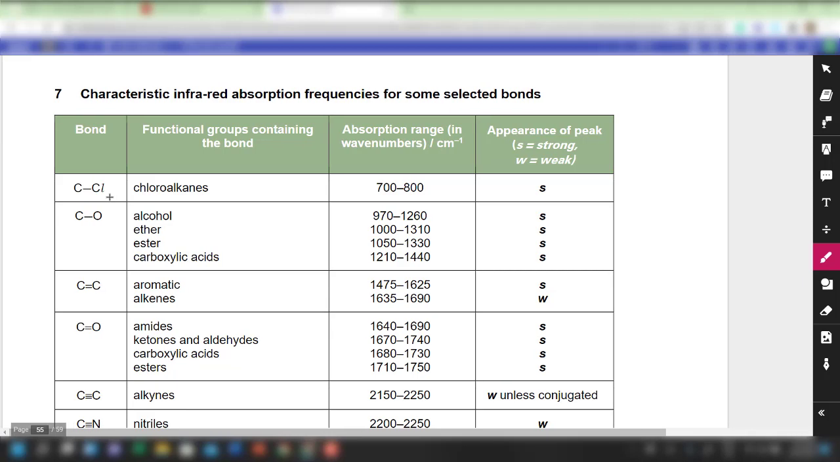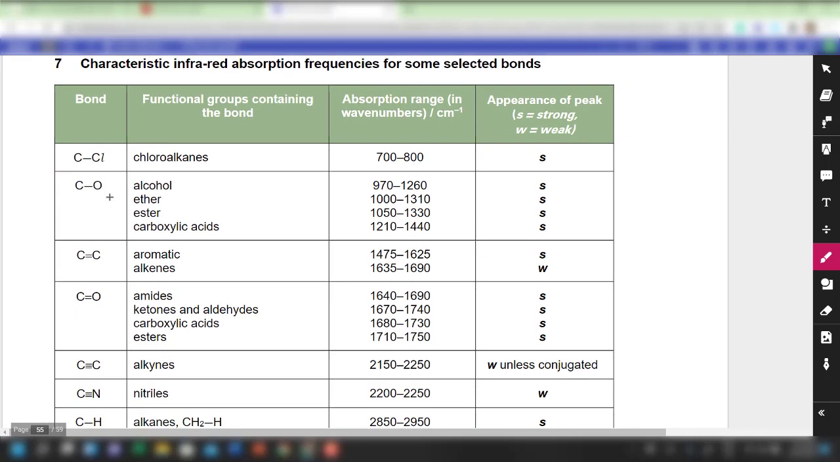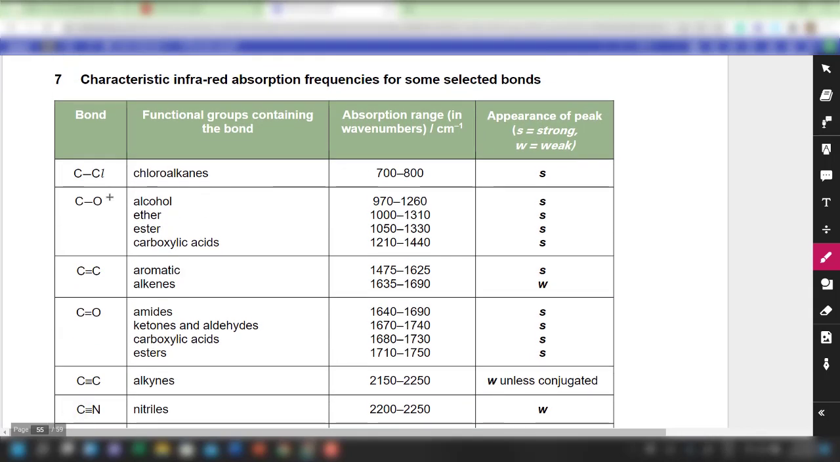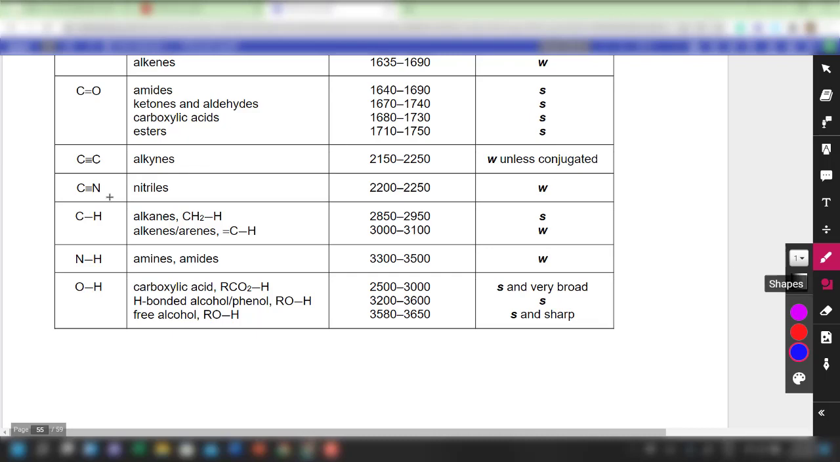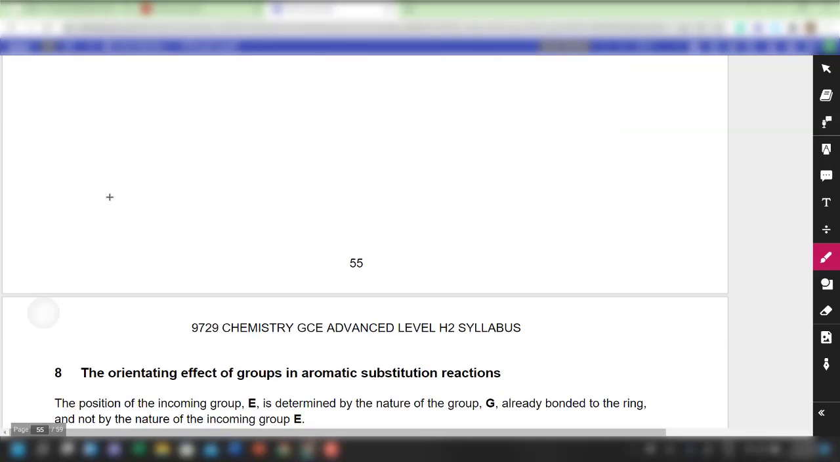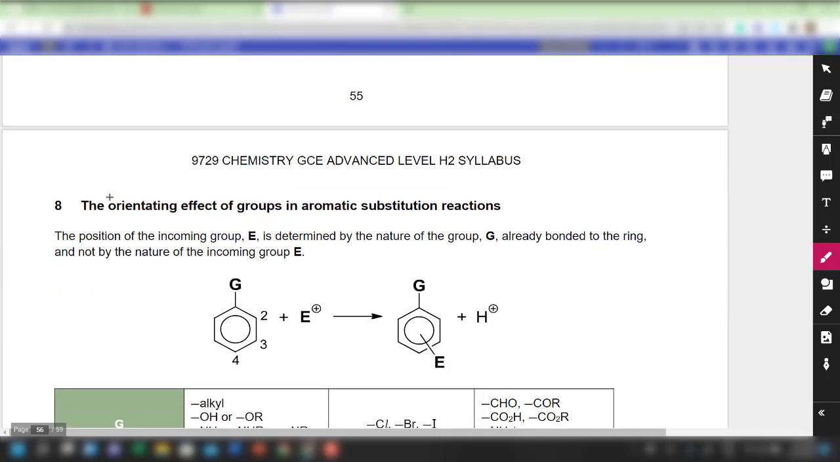These are the infrared absorption frequencies. Even if you're not taking H3 when you're in JC2, it doesn't really matter. If you're interested, you can read more about them. I will not attempt to discuss too much. If you are interested, you can always find out the information. And then moving on to section 8.